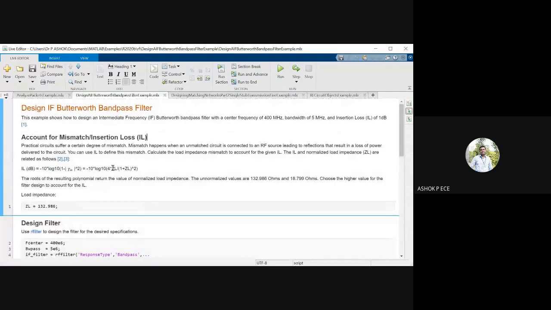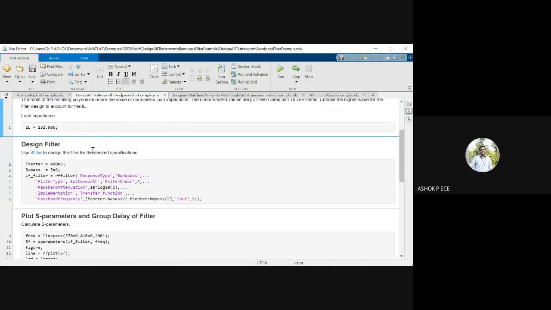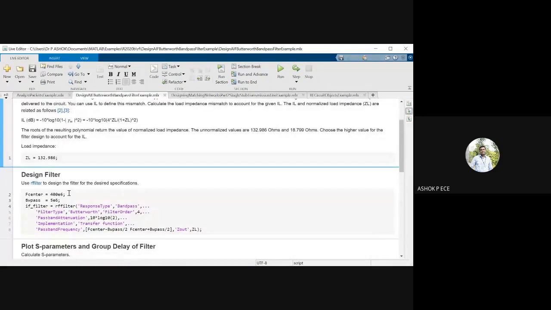It depends on the load resistance ZL. So if you take ZL as 50, you can find the non-normalized values given for the particular filter. There are two values, and I am taking the upper value, 132.986, as the load impedance for the filter. The frequency is 400 megahertz, and my bandwidth is 5 megahertz. So the center frequency is 400 megahertz and the total bandwidth is 5 megahertz.